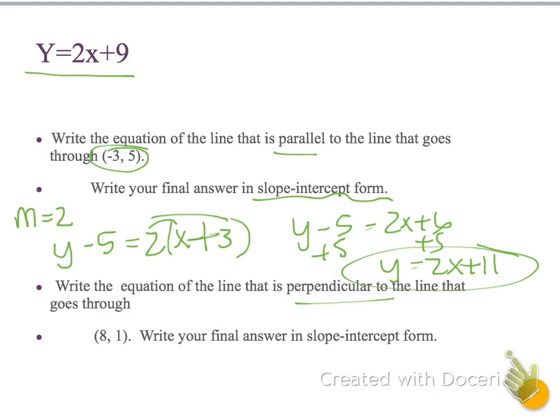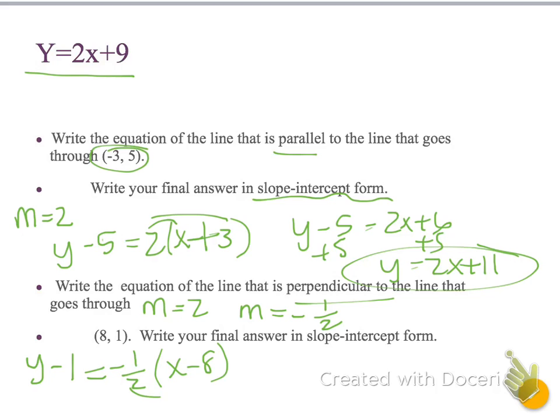So now I need to do perpendicular, so opposite reciprocal. So right now my slope is 2. So the opposite of positive is negative. The reciprocal of 2 is 1 over 2. So this is the slope I'm using. I'm going to do y minus my y1 equals my new slope, x minus 8. We need to distribute to get it into y equals mx plus b. So now I'm going to get y minus 1 equals negative 1 half x. Negative 1 half times negative 8 is positive 4. We add that 1. So y equals negative 1 half x plus 5.